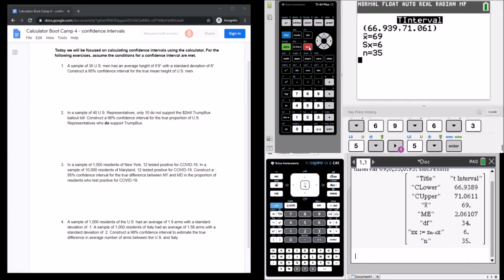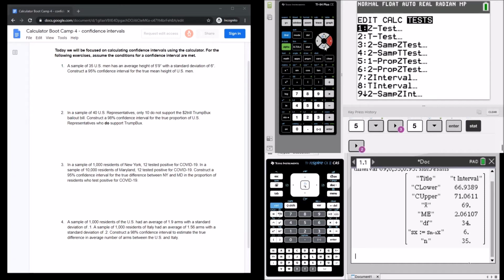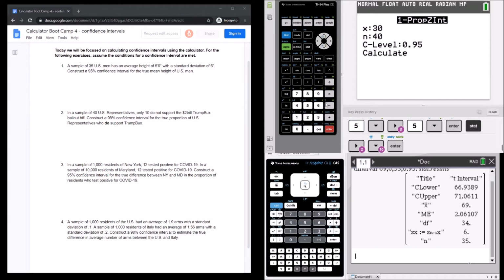So what we're going to do is, again, go to Stat. We're going over to Tests. And in this case, we have a 1 proportion Z interval, which we're going to find down here at A. Okay, so we bring that up. Now we actually, in this case, have 30 successes, so that's X. We have 40 total in the sample, and our confidence level was not 95, but 98%. From there, we're going to hit Calculate, and that actually gives us our Z interval. So anywhere from between 59% and 90% of the representatives seem to support Trump bucks.